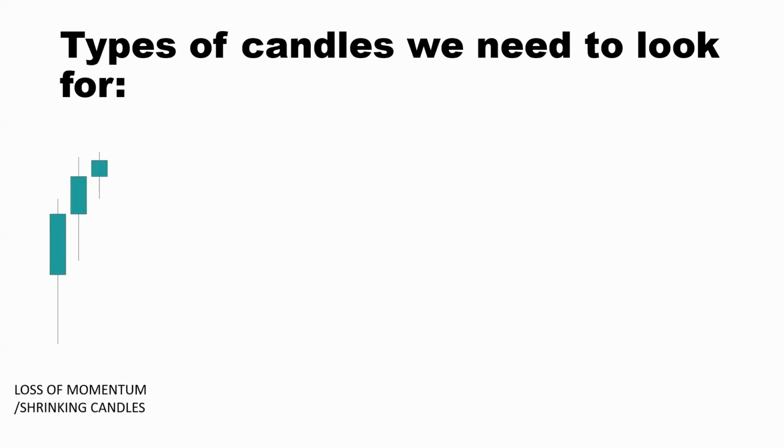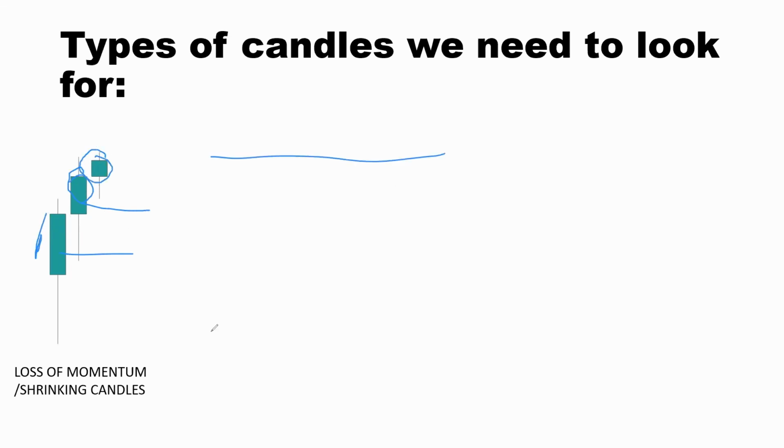Now, the first one is what we call loss of momentum candles, or what most of you call shrinking candles. Why are we calling them loss of momentum? Because I just want you to look at how the candles are moving. This first one is big, followed by a smaller one. This one is smaller than the first one, you can see. And then this one even got smaller.